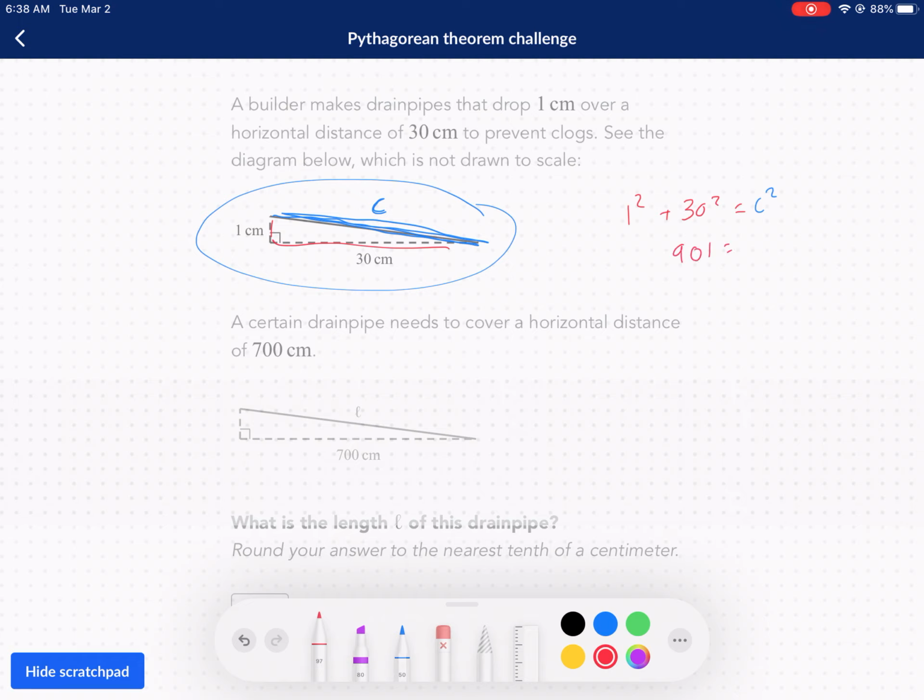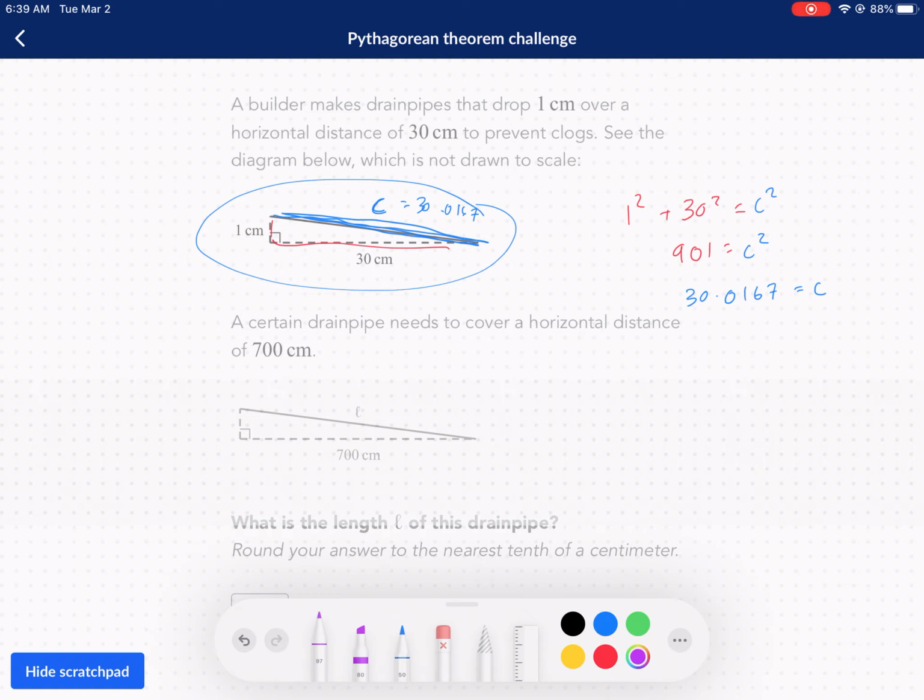901 equals c squared. So we take the square root of that, and we're going to get 30.0167. That's not what I was hoping for. Okay, so we know this is 30.0167. Now what we're going to do is make a ratio here.